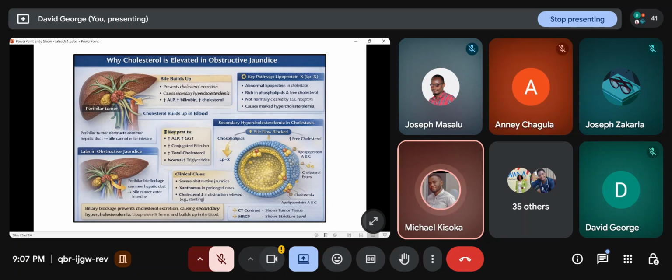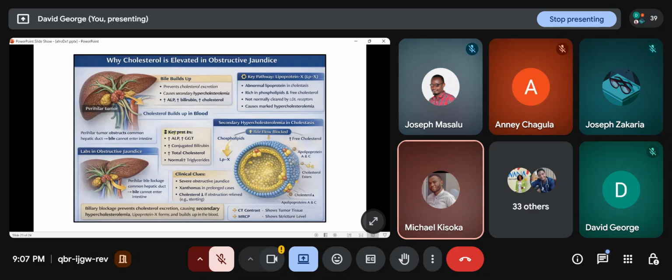But in which particular form does it go? So there's the key pathway on the right box, which is lipoprotein X. This was new knowledge to me, actually. Lipoprotein X is an abnormal lipoprotein in cholestasis. It's formed during cholestasis, so it's rich in phospholipids and free cholesterol. Once this goes back into the circulation, this is the one that will cause a marked hypercholesterolemia.